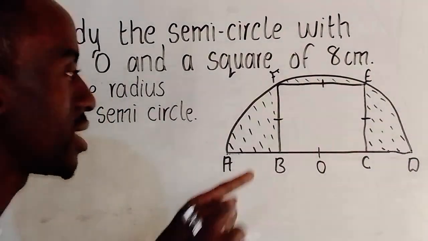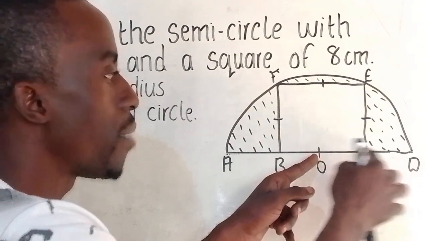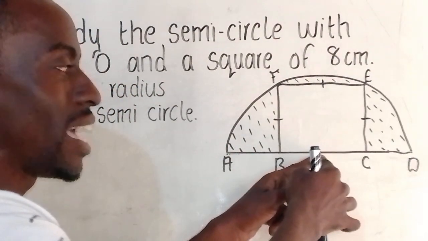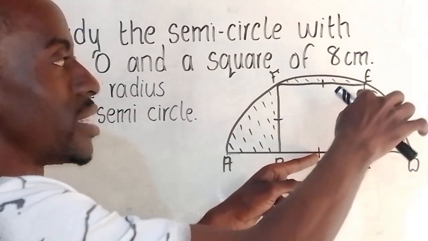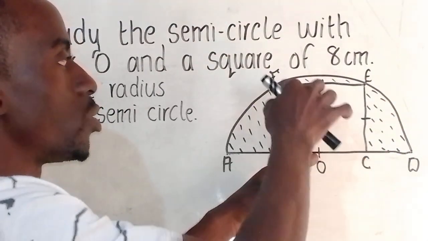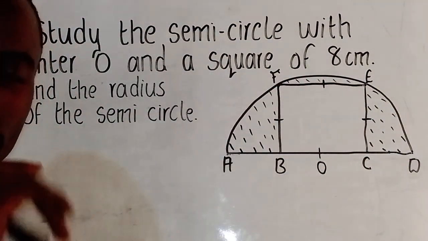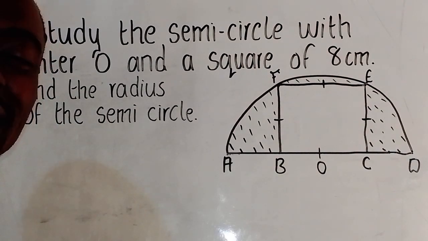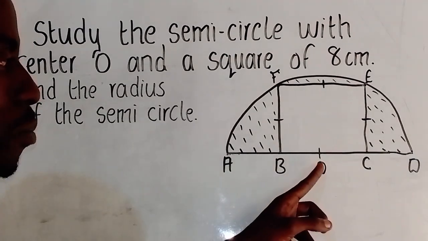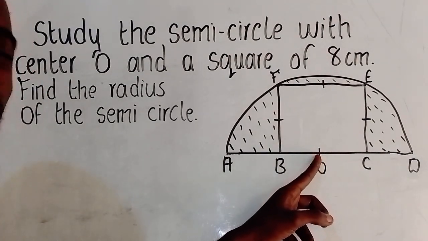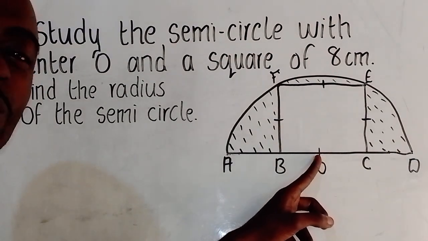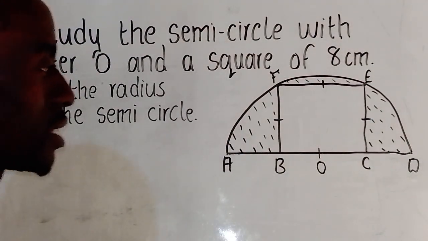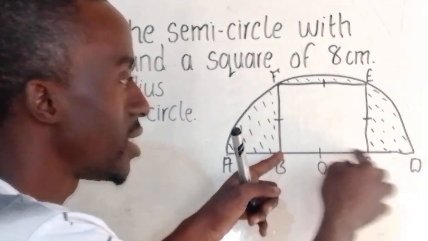A radius is a line from here coming there, or it is a line from the center to the circumference here, again to here. It is touching the circumference. Now, before we continue, you need to understand something. This point O, which is the center of the semicircle, it is also the center of the what? The square.